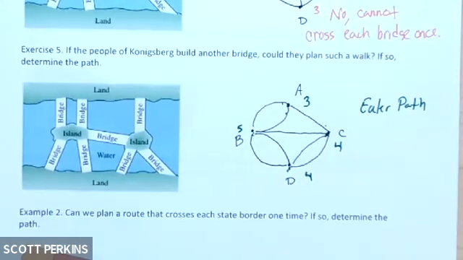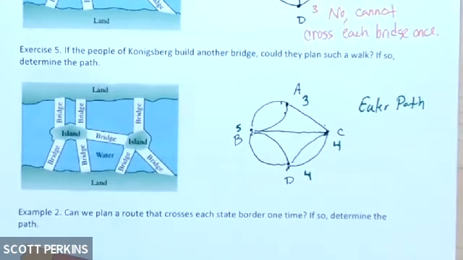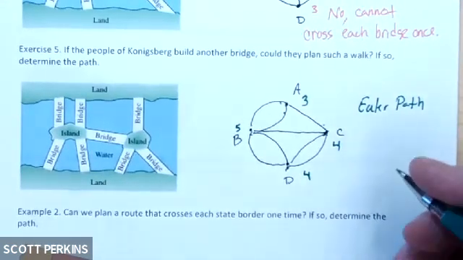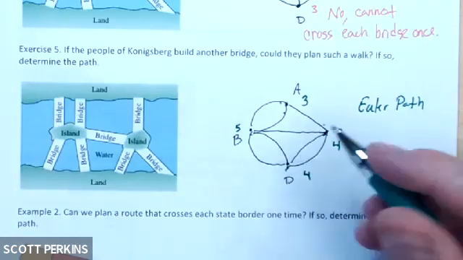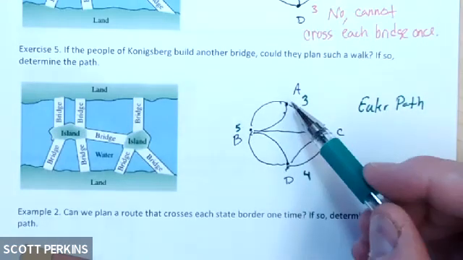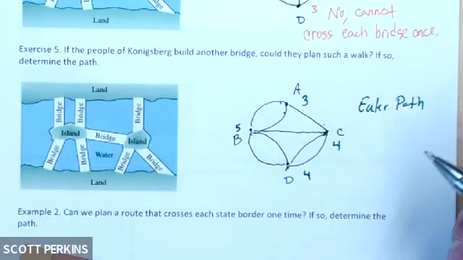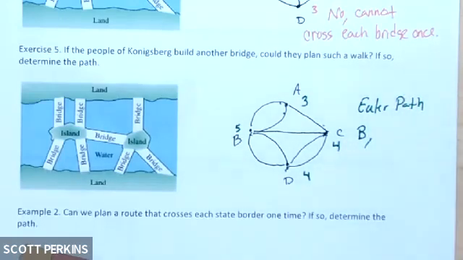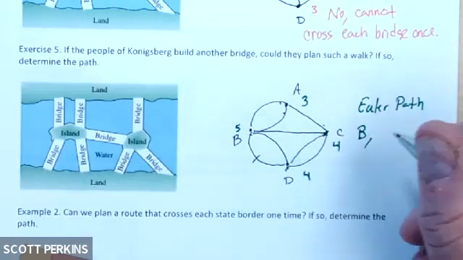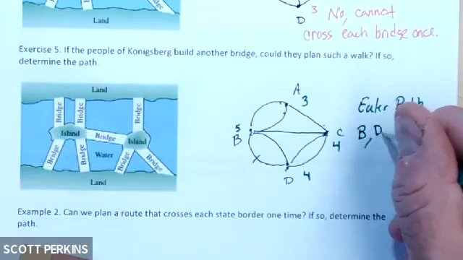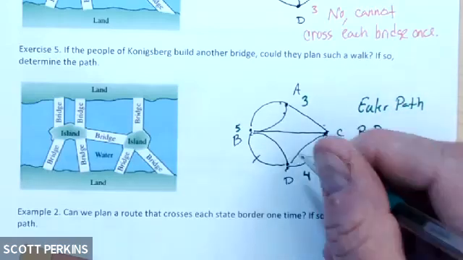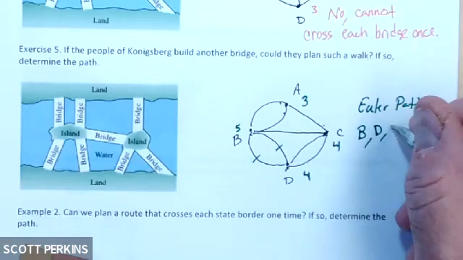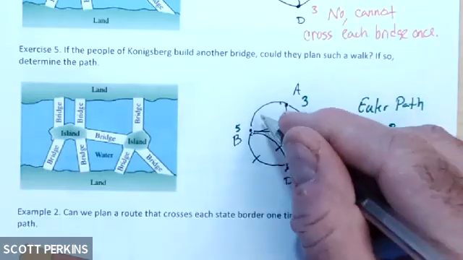So if you were planning out your Saturday night and you wanted to be wild in the 1700s, then what you would do is you'd start at either the land at the top, or you'd start at the island. I'm going to start at the island. And then we're just going to navigate and cross all the bridges once. So we go from B down to D. Let's try that. And then from D, let's go back to B. Sure. And then from there, we're going to go up to A.